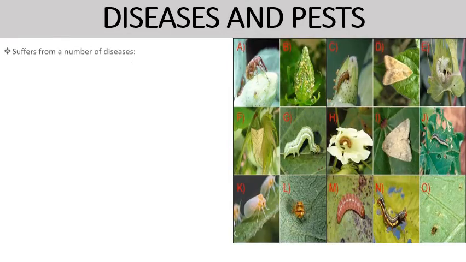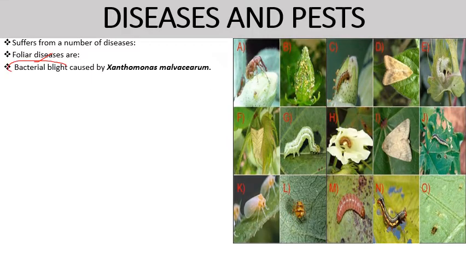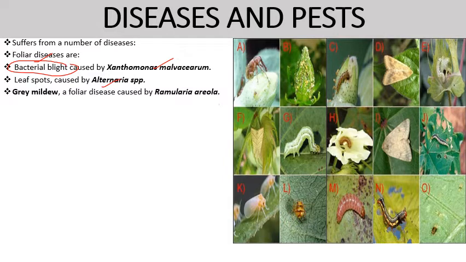Next comes the diseases and pests of cotton. Cotton is affected by a number of diseases and pests. Some of them are mentioned here. Firstly comes foliar disease. It includes bacterial blight, caused by Xanthomonas malvacearum. Then leaf spot disease, caused by Alternaria species, and grey mildew, which is caused by Ramularia areola.